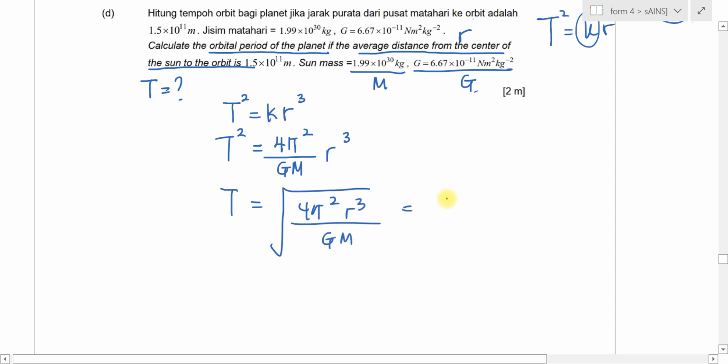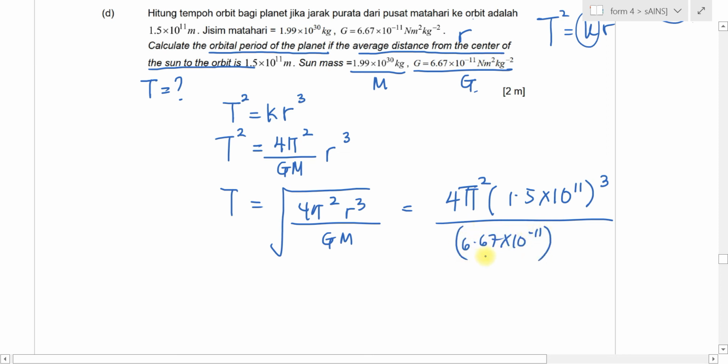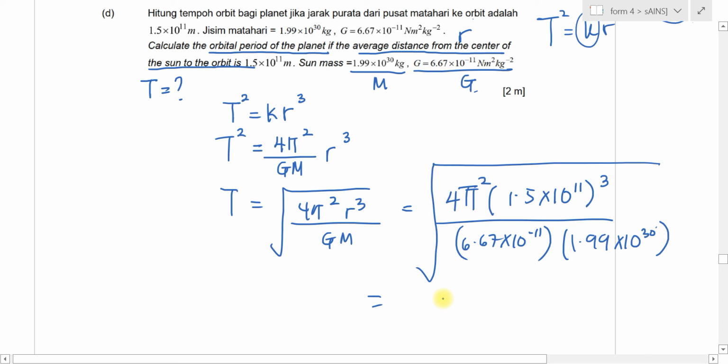So we substitute everything. Pi, use the calculator's pi. Orbital radius is 1.5 times 10 to the power of 11. Don't forget pi squared here, and R cubed. Then G is 6.67 times 10 to the power of negative 11. Then mass of the sun, 1.99 times 10 to the power of 30. And then don't forget to square root it. What do you get? 1.00127.